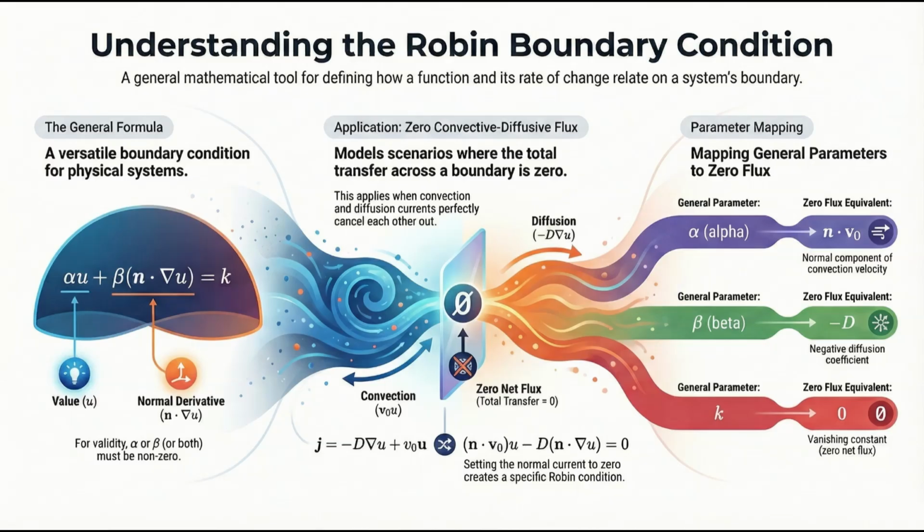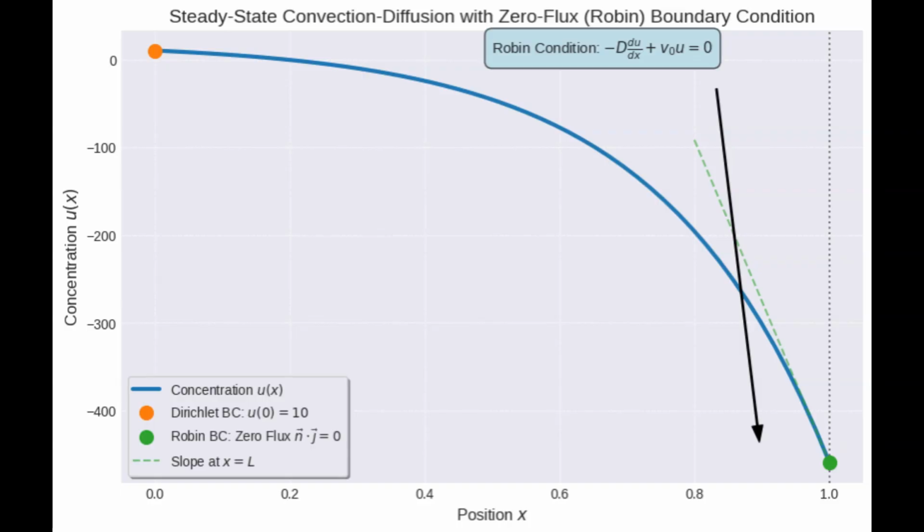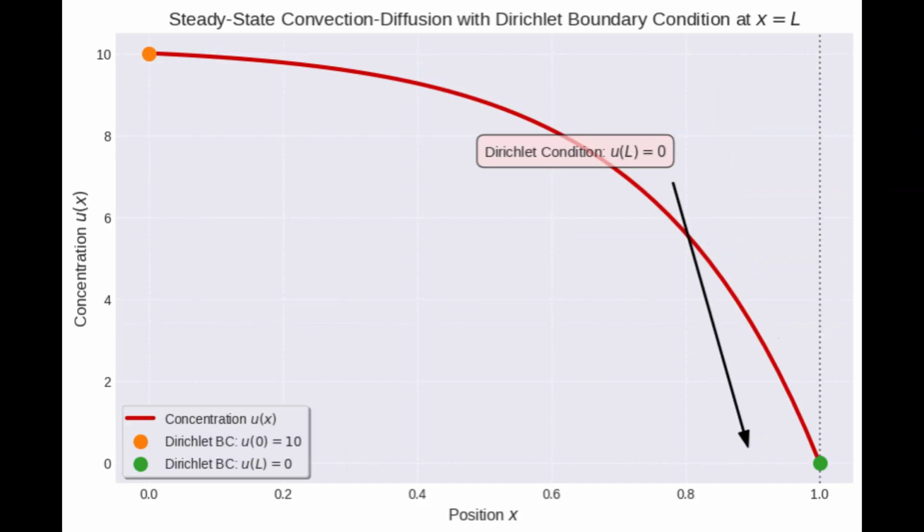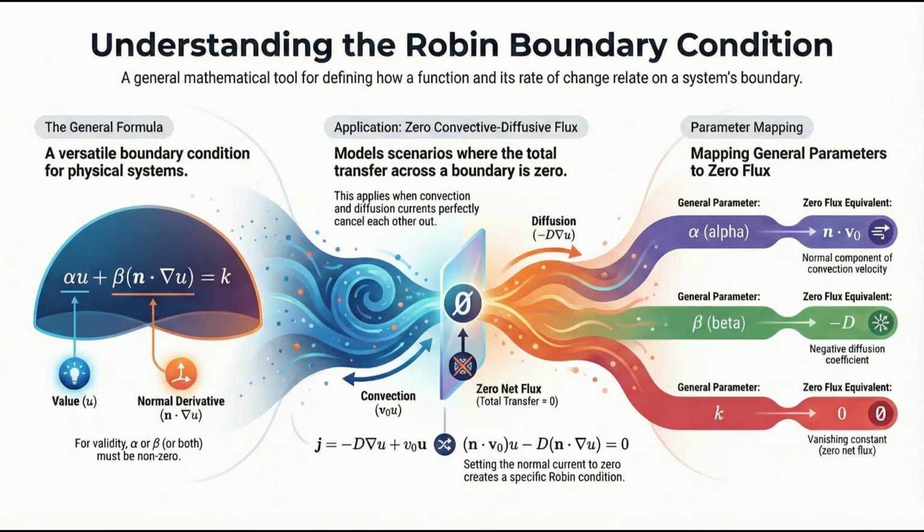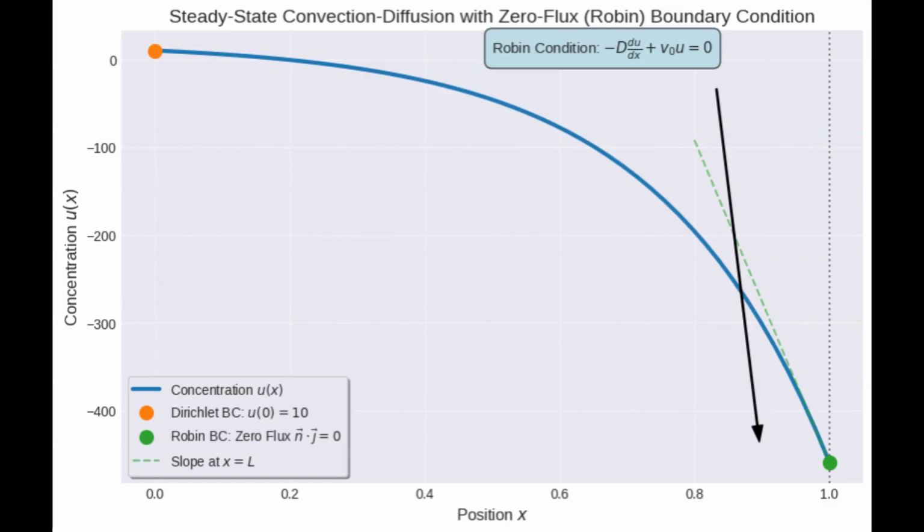First, let's talk about the Robin condition. The big takeaway is that it forces zero net transfer of material across the boundary. So, in systems where you have both convection and diffusion happening, this condition makes sure that whatever flows out is perfectly matched by what flows in. It's a perfect balance. But how does it do that?